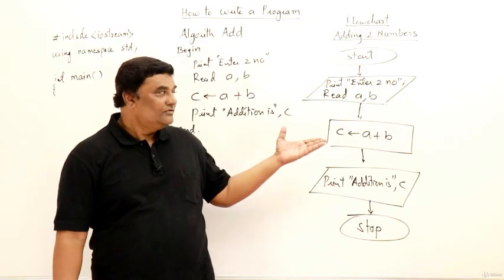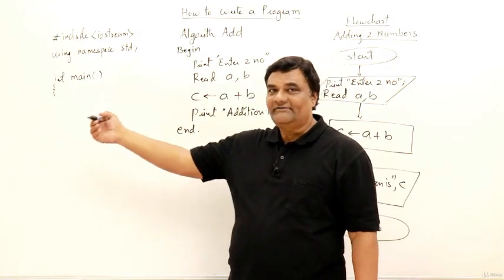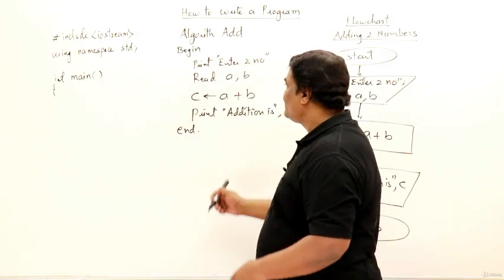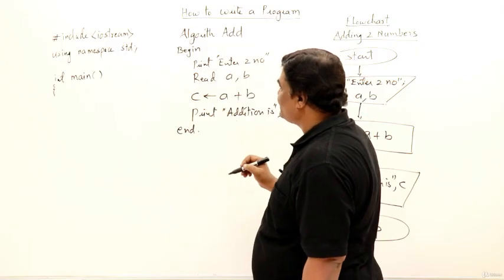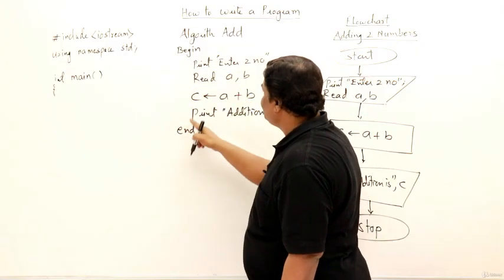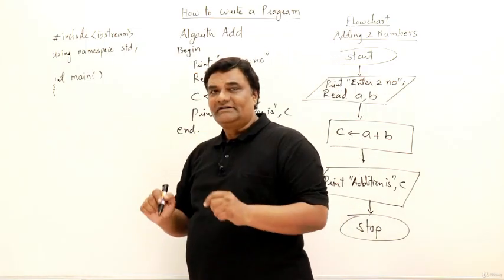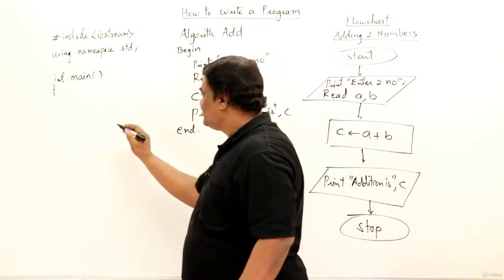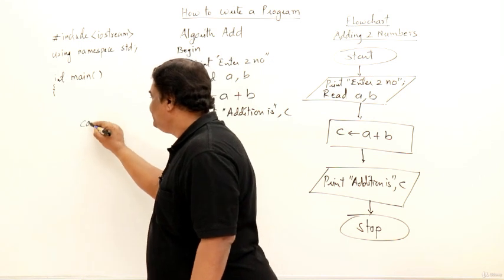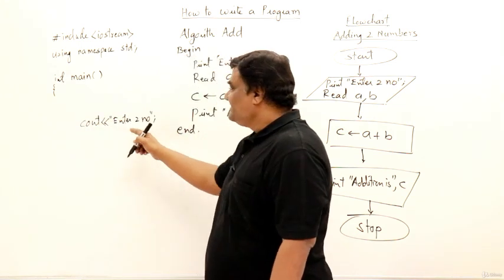Now what do I have to do? Here I have a flowchart, here I have an algorithm. These two things I have to convert. So let us read it. From the algorithm we'll convert it into a C++ program. See, begin. Inside this, first is print "enter two numbers". How to print anything on the monitor? cout, we know that. So here I will write cout "enter two numbers". This will print this message on the screen.